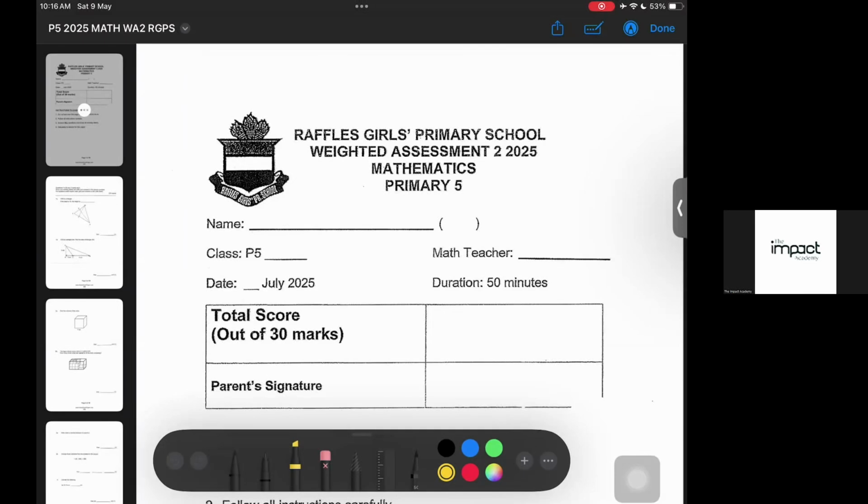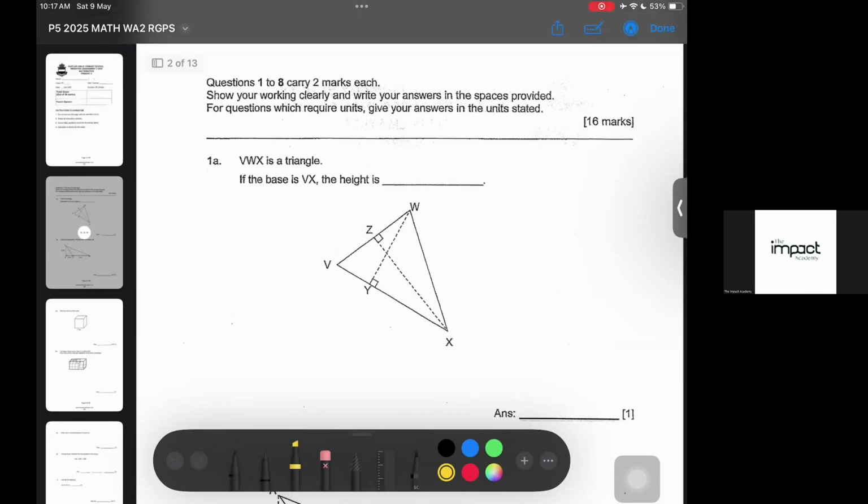Hi everyone, today we are looking at RGPS once again, okay? Just so that you are able to understand very well. As you can see over here, it says that VWX is a triangle. Very good. VWX is this triangle. True? Alright. Then they went on to say that the base is VX, right?